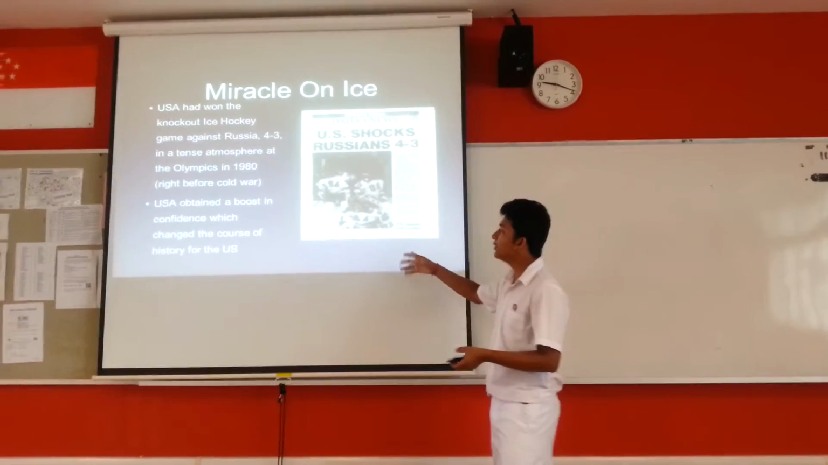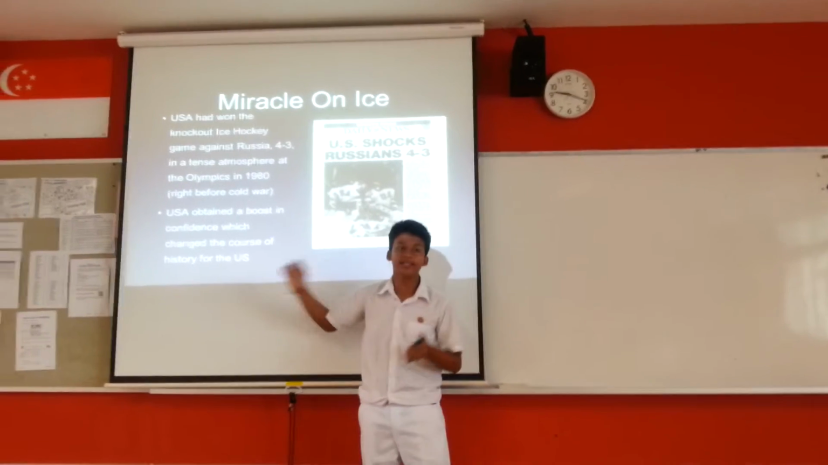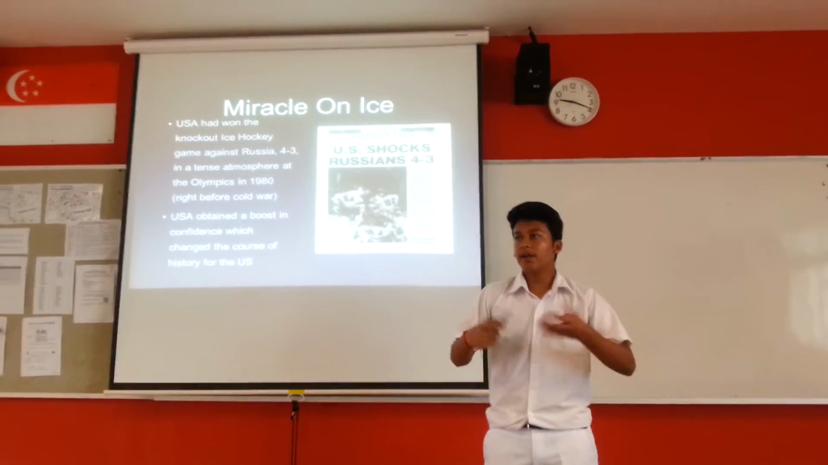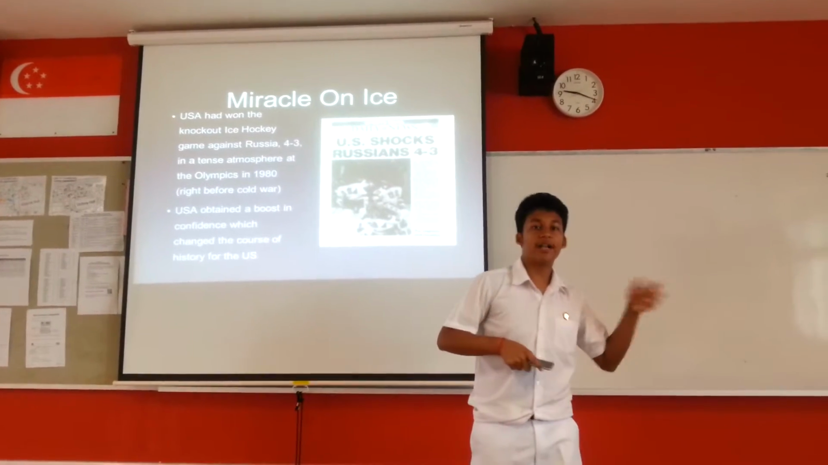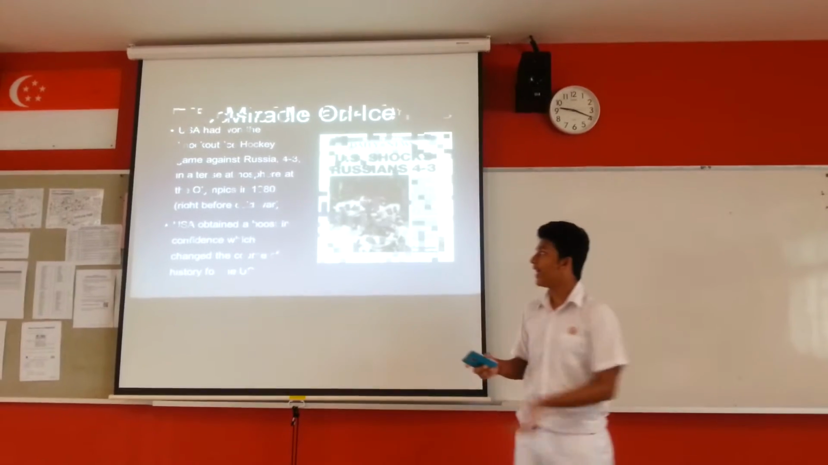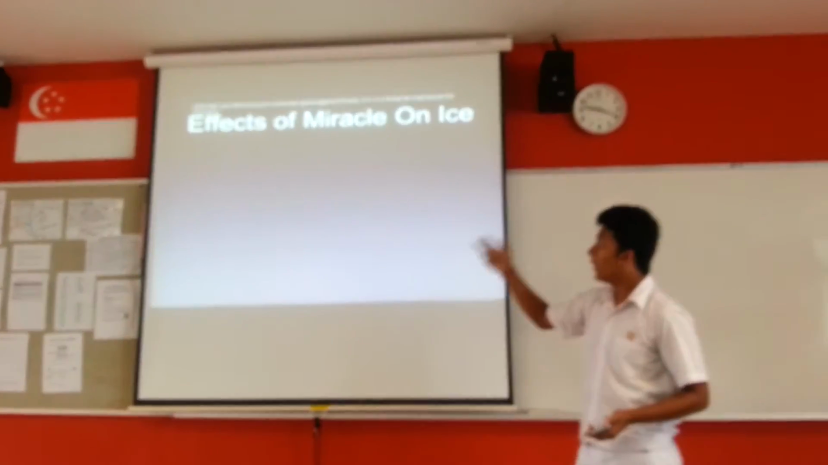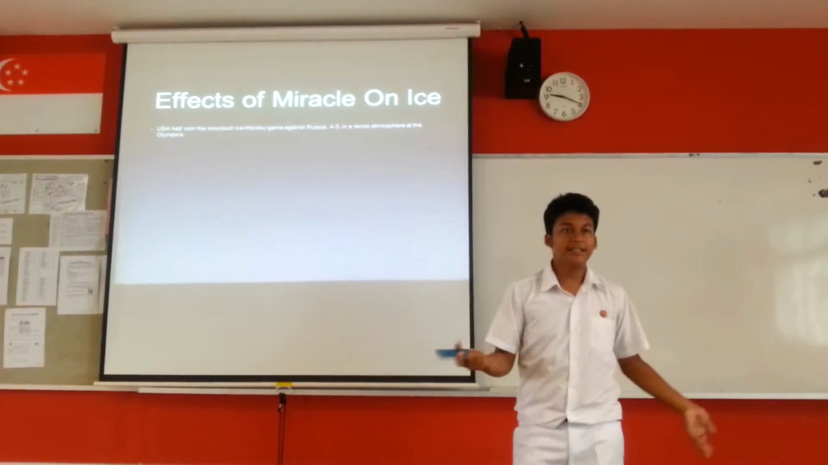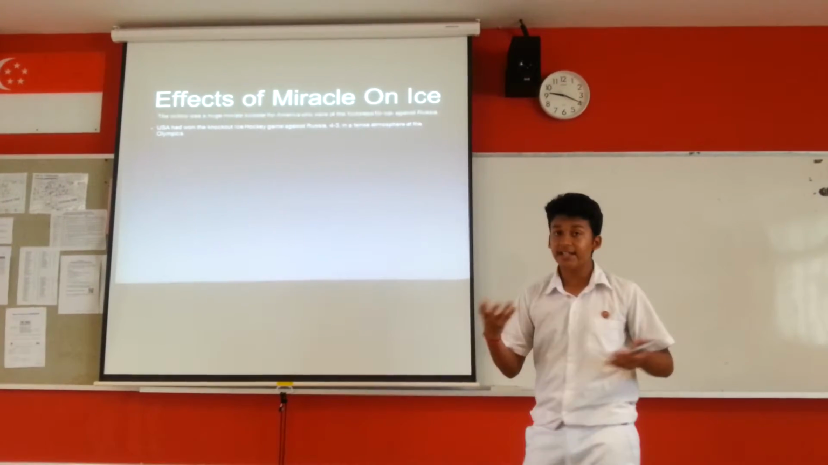So basically, the USA obtained a boost in confidence after they won this match. Now you might be thinking, how come the confidence was boosted when the confidence was actually quite high during that time? Well, honestly, it was not that high. So what did the Miracle on Ice actually do? The USA had won, so the confidence boosted and it was a tense atmosphere.